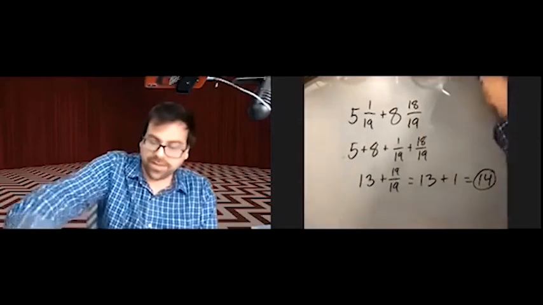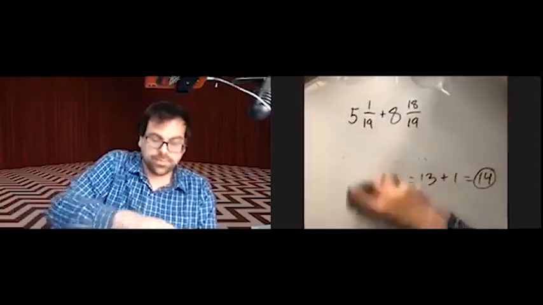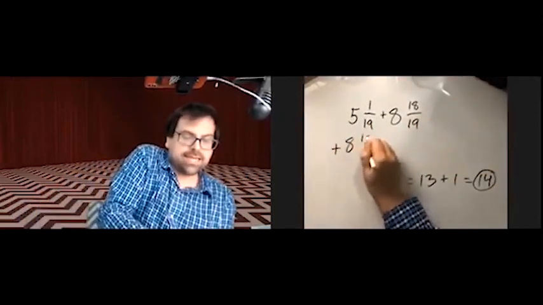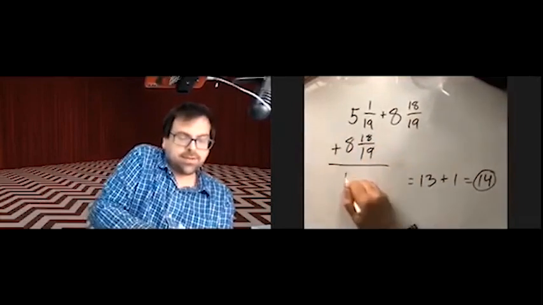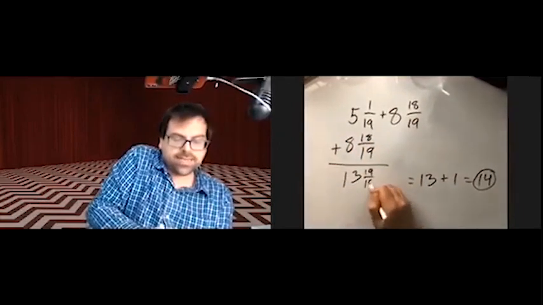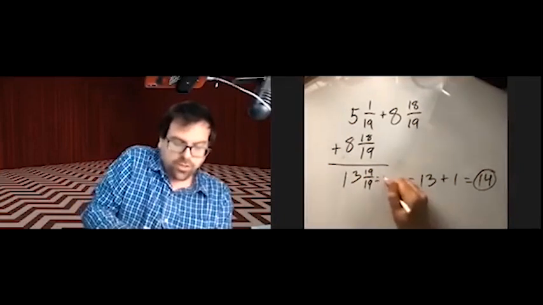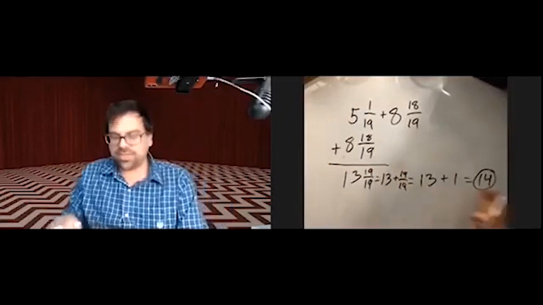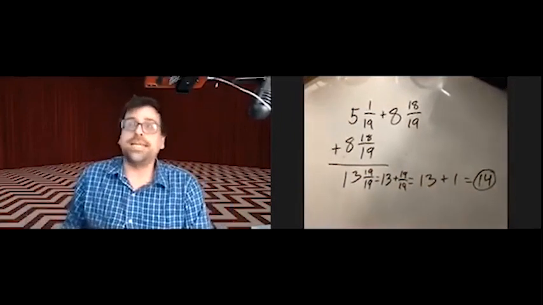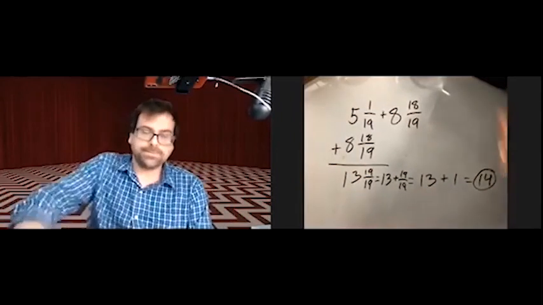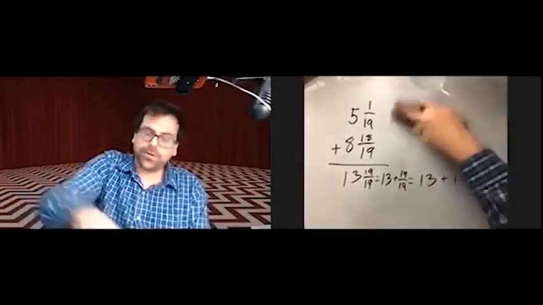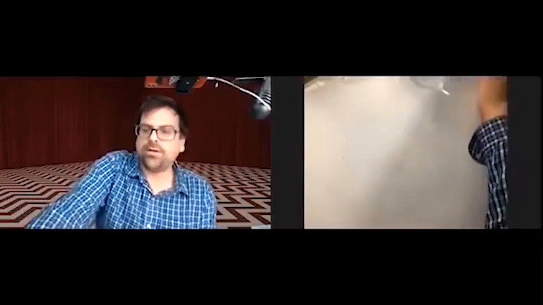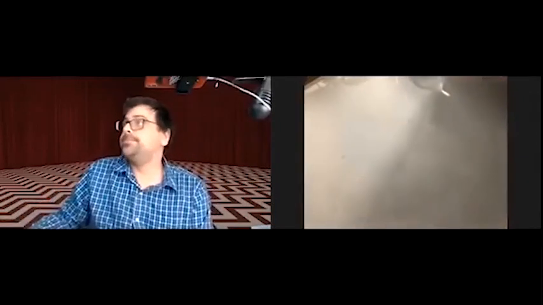Or you can write it vertically, that's fine too. 5 1/19 plus 8 18/19, 13 19/19 is 13 plus 19 19ths, which is 13 plus 1, which is 14. Or you can go improper fractions, but we're not going to show it that way. That's a lot of work, and we know it's going to get the same answer.